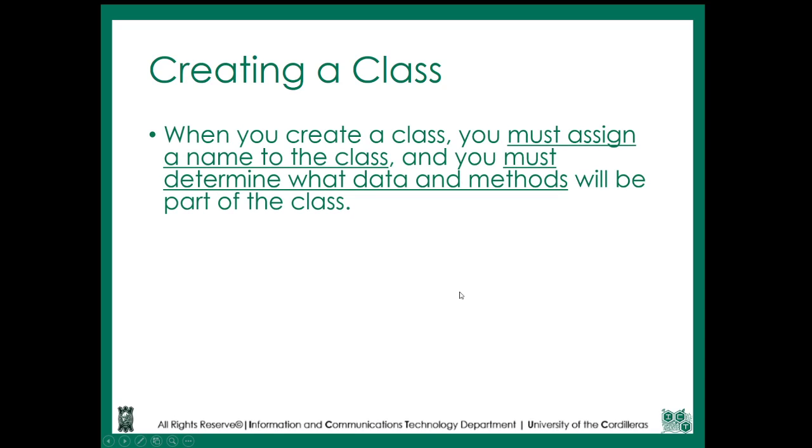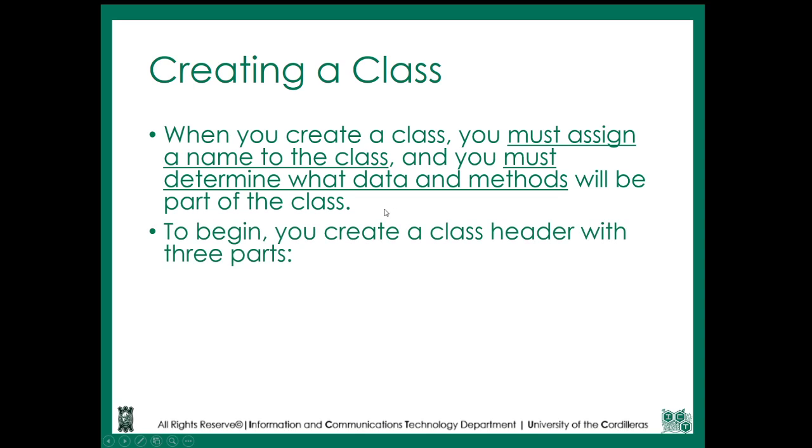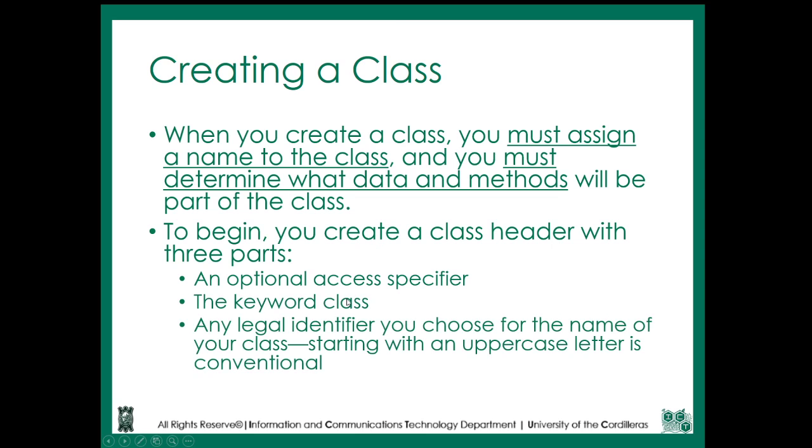So, creating a class in Java programming, you must assign what we call a name. It's actually like the way we create or declare a variable, and you must determine what specific data and methods will be part of the class. So, let's take a look at this one. We have three different parts of a class: an optional access specifier, the keyword class, and any legal identifier you choose for the name.